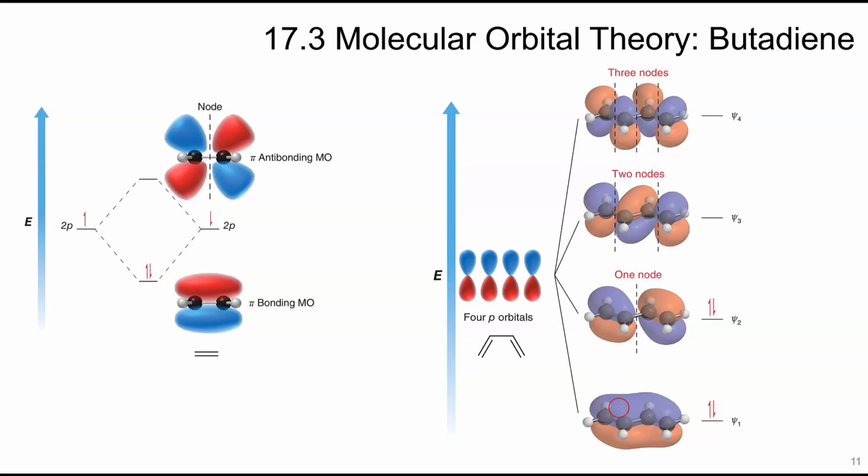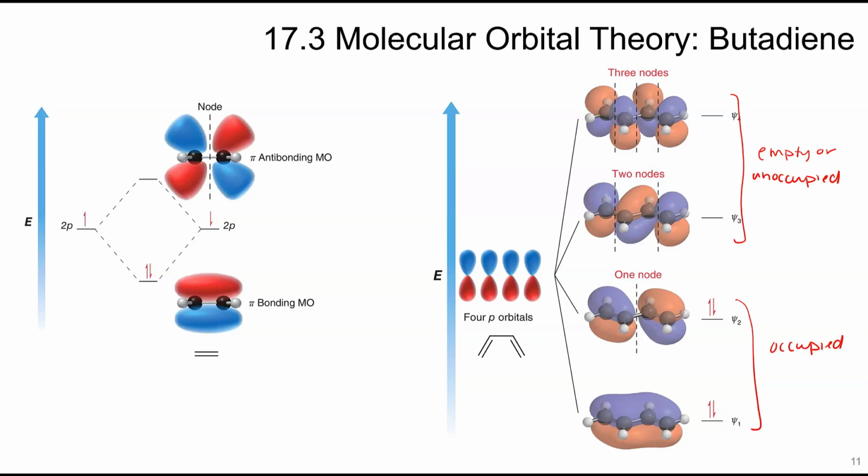So we have all the blue on top, all the red on bottom. Then we have a situation where there's 1 node, 2 carbons in the blue, and then 2 carbons in the red. And then we have a 2-node system where it's alternating, and then the 3 nodes. So these are the empty orbitals, or unoccupied. And these are the occupied orbitals.